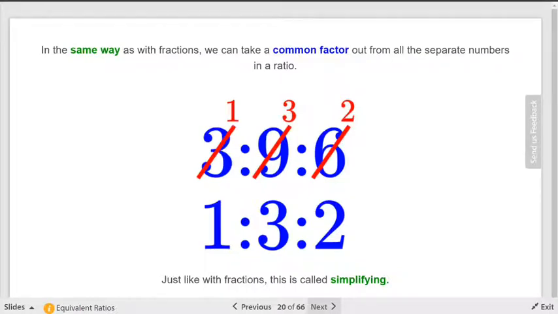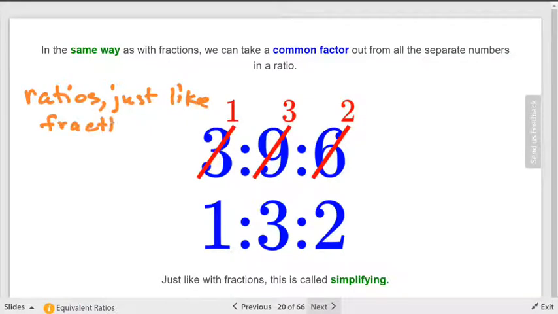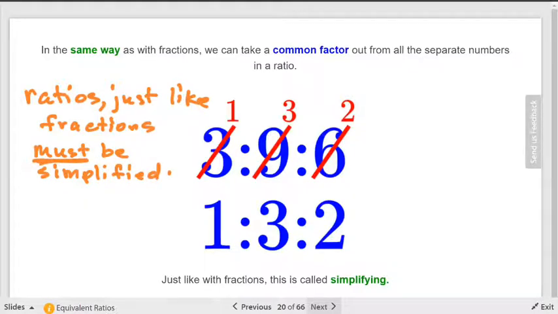Okay? So, what you're going to see is ratios, just like fractions, must be simplified. Okay? So let's write that down. Ratios, just like fractions, must be simplified. And I want you to underline must, please. Okay? And that simply means divide out any common, remember the word? Factors.